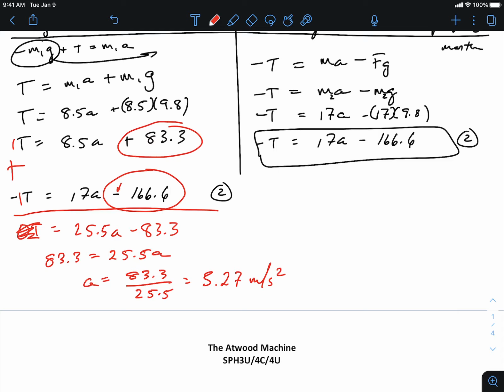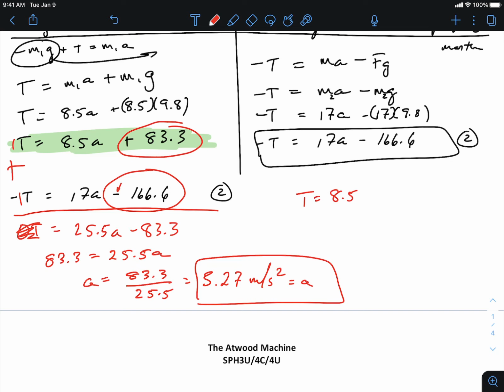Okay. There you go. Now, that's only half the question, but it's really not that big of a deal now, right? Because you have this right here at your disposal. You already have one of the equations written in terms of T. So just plug it back in there. You know T is going to equal 8.5 times 3.27. That's A, right? Plus 83.3.